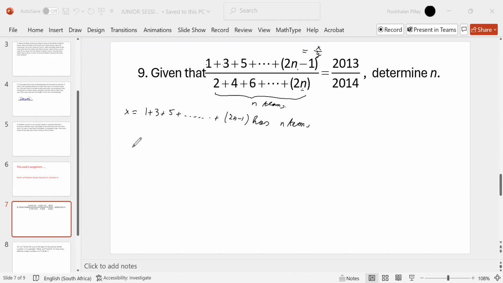Okay, I'm going to calculate what this x is. We have seen this thing before, similar. Let me make this thing quite nice and large. 1 plus 3 plus 5 plus, now this dot, dot, dot means there are lots of other numbers in between, but the last one is 2n minus 1.